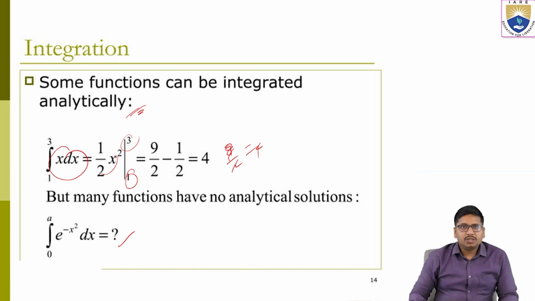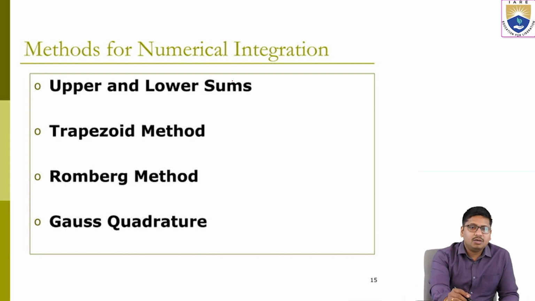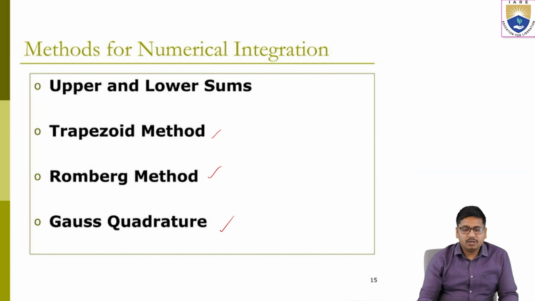So the next problem is how many integration functions we are going to have for finding the analytic solution. For this we are going to have different types of methods like upper sum and lower sums, trapezoid method, Romberg method, and then Gauss quadrature. So these are the methods that are available for numerical integration purposes. Mainly we are going to see about trapezoid and Simpson's rules here.